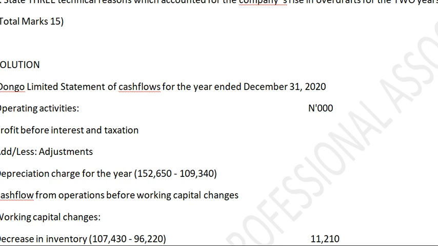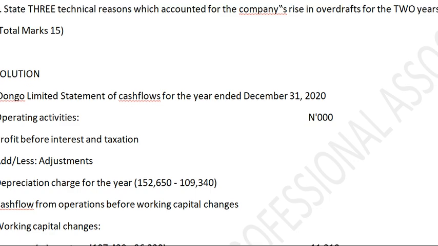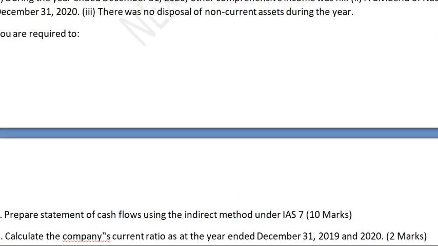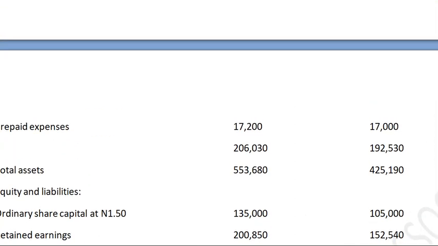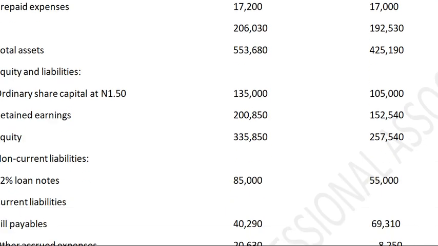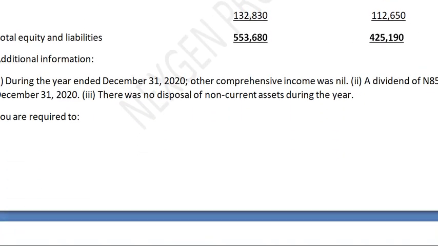That will give us cash flow from operations before working capital, because from this question, there are no other adjustments that we need to make. There are no provisions. There are no loss on disposal. And then there are no amortization. There are no increase in provisions. So that is that for that. It's very straightforward. That's how we got it here.